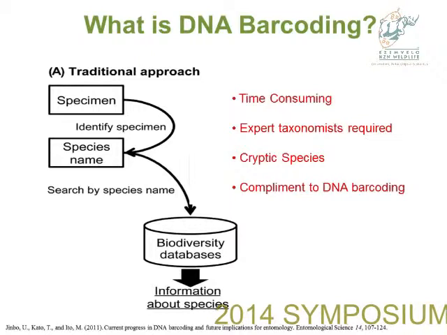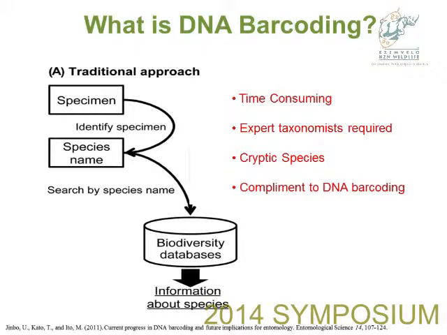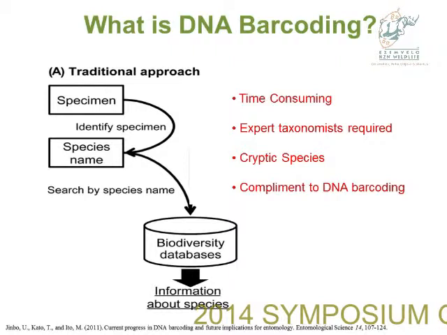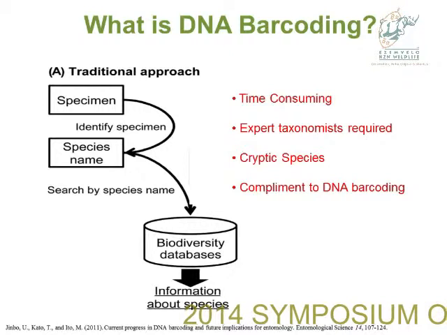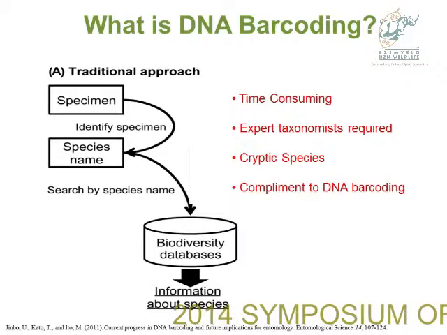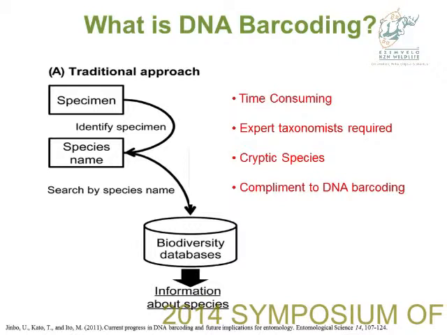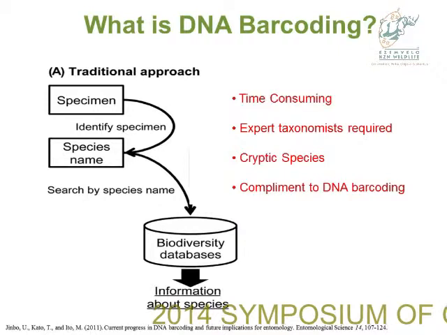First, let me tell you what the traditional approach requires. Specimens are first collected. They are compared across literature, so taxonomists have to look at the literature and the specimens and try to give species names to the specimens collected. Once this is done, you are then able to search for the name in a biodiversity database. This is time-consuming, and expert taxonomists are required, which is also very expensive. Cryptic species are also a problem, as I mentioned.